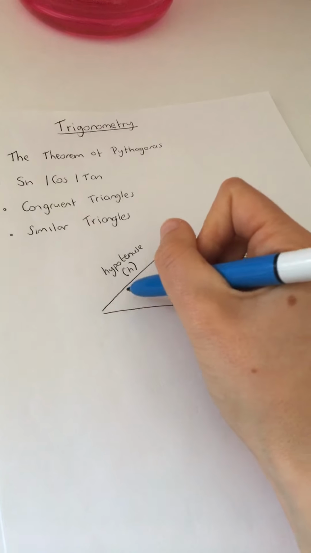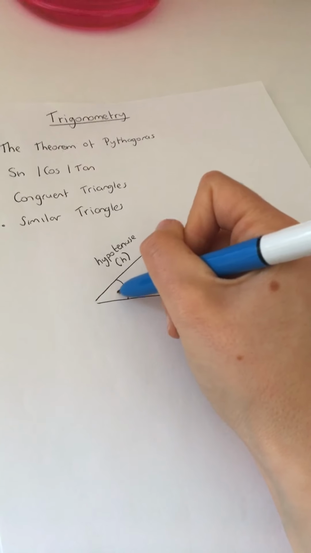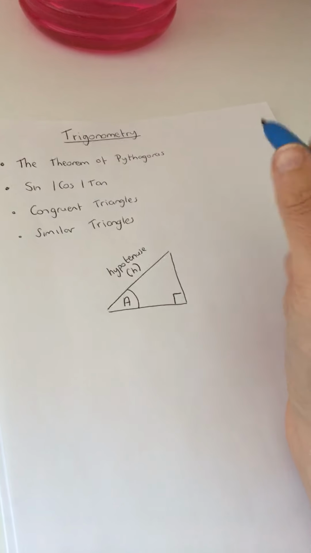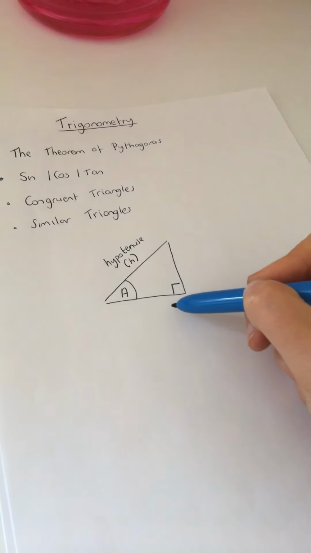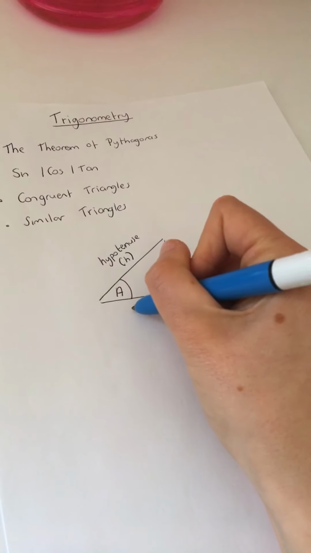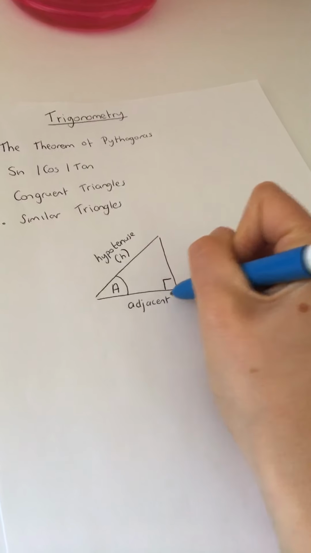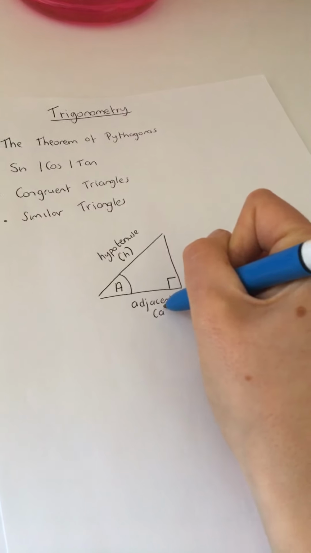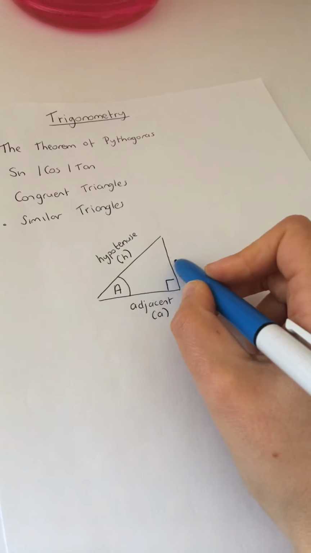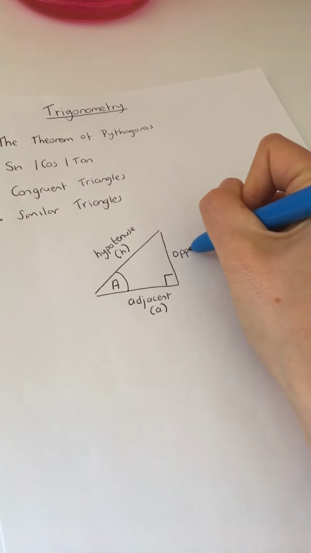Now sometimes they give you an angle in here or they might give you an angle up here. They might give you a number or a letter. We'll say they give us the letter A for today. And then labeling the other sides, we label the side right beside the angle adjacent, because adjacent means beside. And we just call it A usually. And the other side then is opposite the angle A, so we call that our opposite.